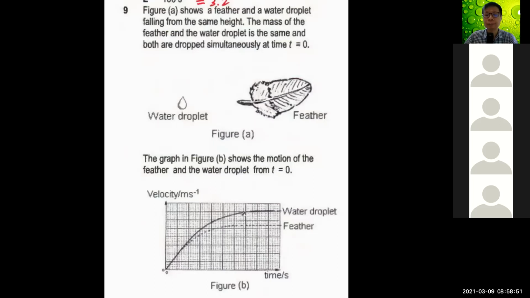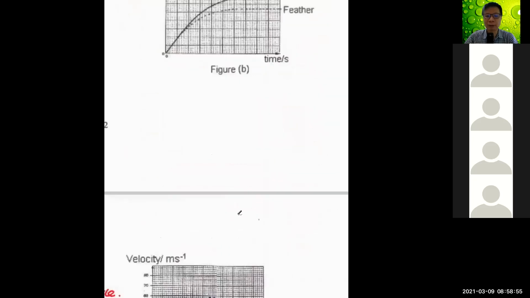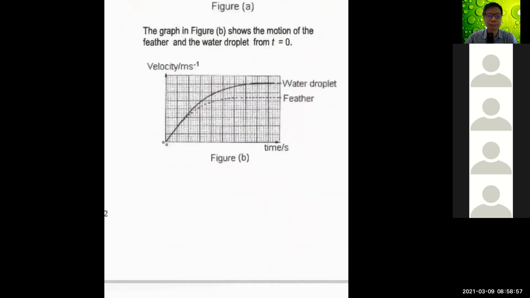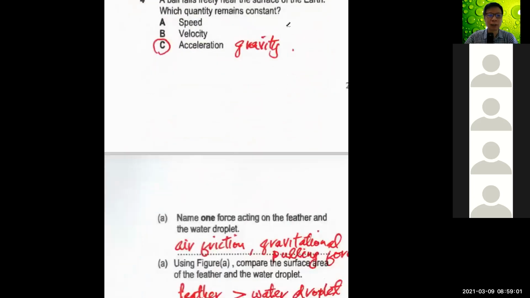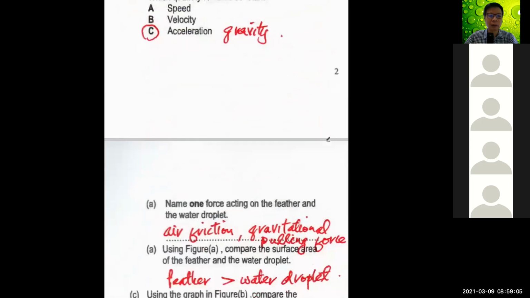Okay. So understand the graph. Okay, let's go to the question. What does the question ask? Okay, now see the answer straight away. One force acting on the feather and the water. Actually, there are two forces. Air friction is considered a force, air frictional force. Another one is the gravitational pulling force. So there are two forces acting on the object.